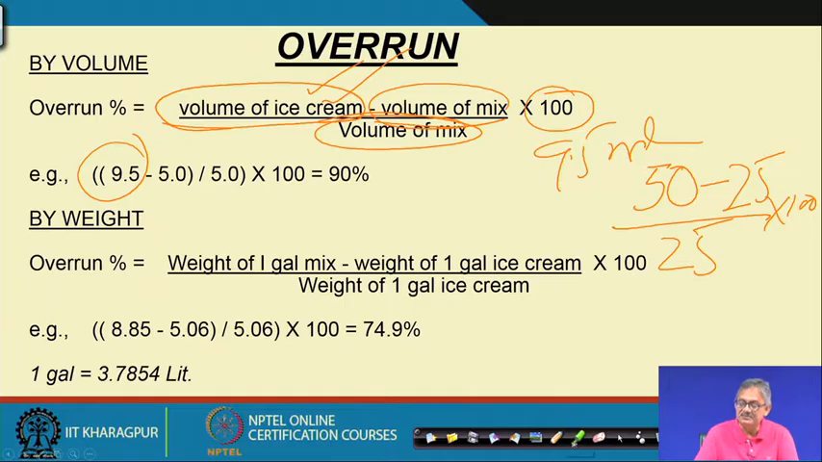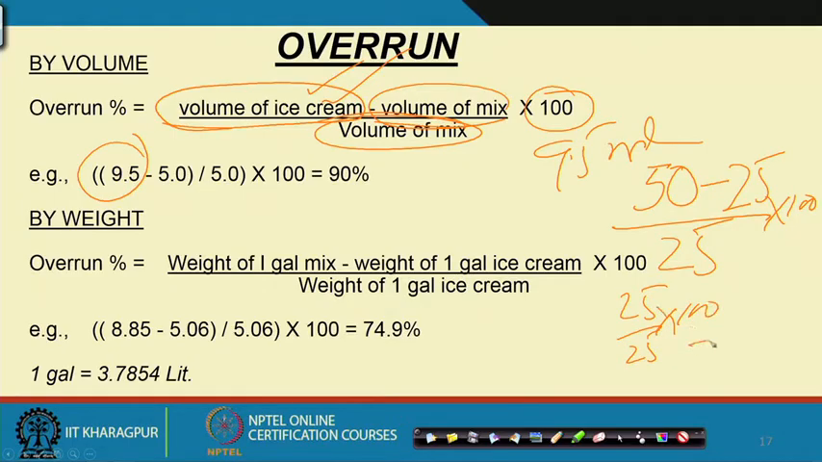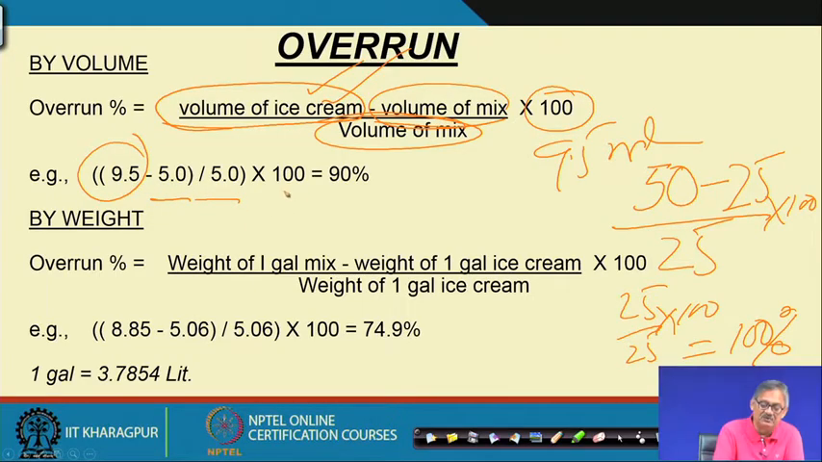So, that becomes 25 by 25, this is 1 into 100. So, your overrun is 100%, right. Here we have taken 9.5 minus 5 over 5, that is 4.5 over 5, which is 0.9 into 100, that is 90%, right.